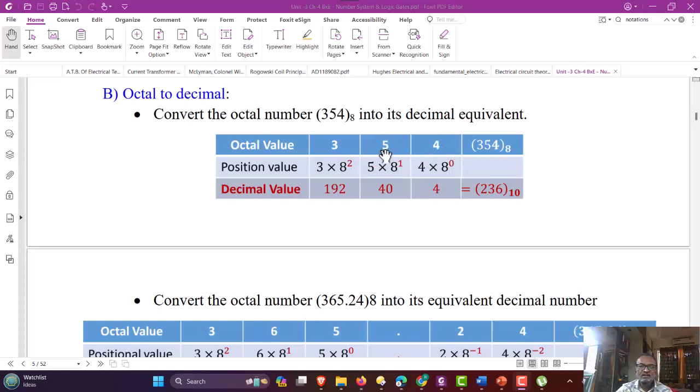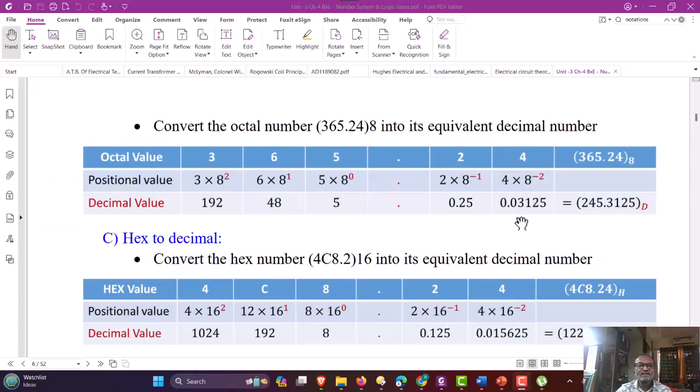The first position is 5. 5 into 8 raised to 1 is 40. The second position digit is 3. 3 into 8 raised to 2 is 192. And therefore, adding all these three values, the corresponding value is 236 decimal. So 354 in octal corresponds to 236 decimal.